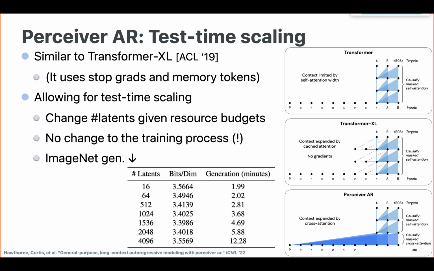And for Perceiver AR, what we have is a first layer of cross attention where we allow the latents to attend to all the locations in the sequence, and then we do iterative refinement.